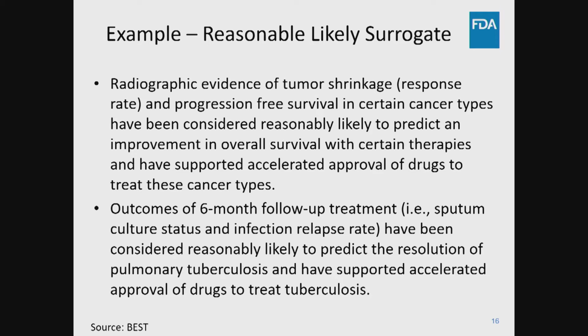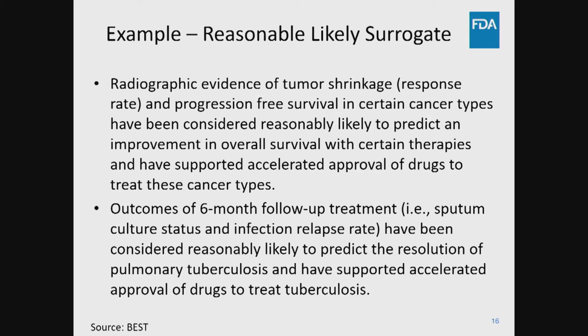The second example is outcomes of 6-month follow-up treatment, so sputum cultures and infection relapse rate have been considered reasonably likely to predict the resolution of pulmonary tuberculosis and have been, again, used to support accelerated approval of drugs to treat tuberculosis. And there's no graph showing all the different data on these ones because, again, if there was that sort of data supporting it, it would be considered a validated surrogate. There's not quite as much data, so it's considered a reasonably likely surrogate for these two examples.